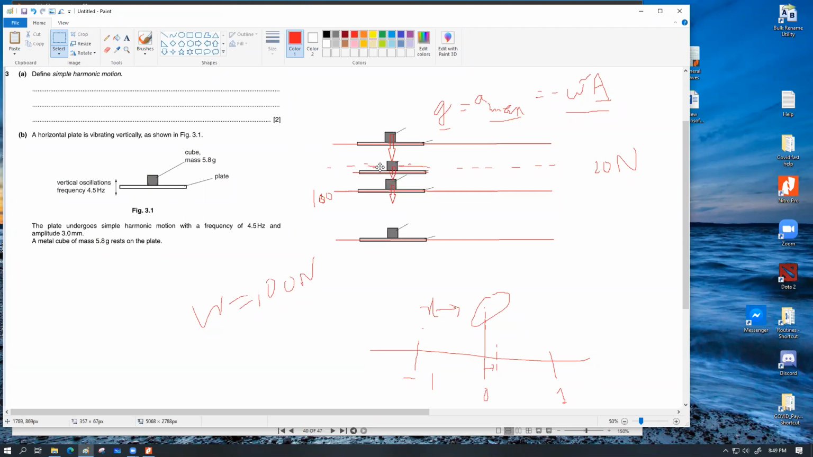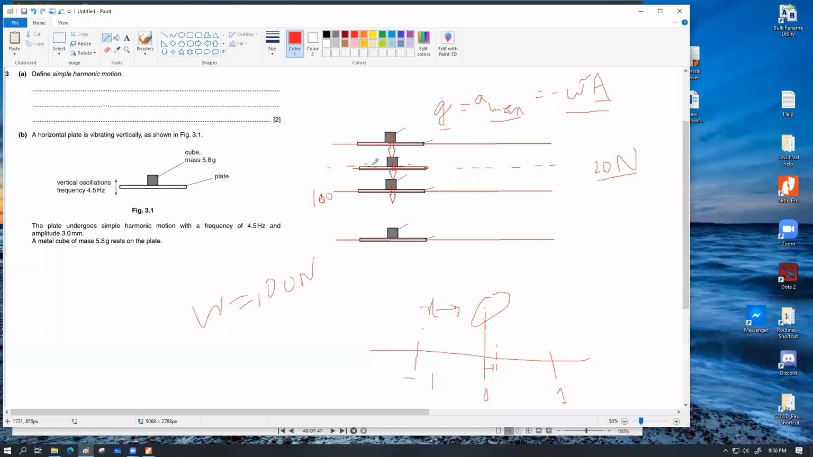So let's say when the block is over here. At this point, this block is going to use 20 Newton of its available force to maintain the simple harmonic motion. So out of this 100 Newton of available force that it has due to gravity, it's going to use up 20 Newton at this location to maintain the SHM. So how much force would be left to it? 80 Newton. At this point, this block is going to push down onto the plate by a force of 80 Newton. That's what I want you to get in your head. So the reaction force will also be 80 Newton.